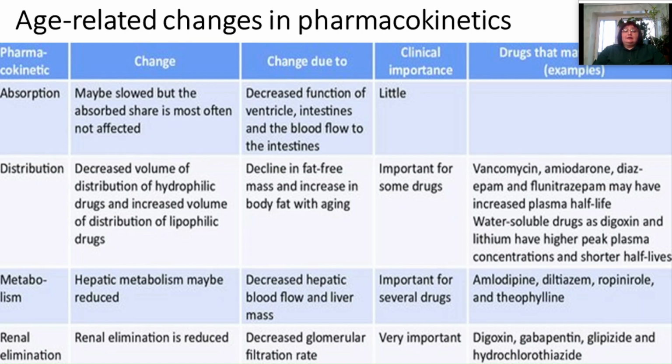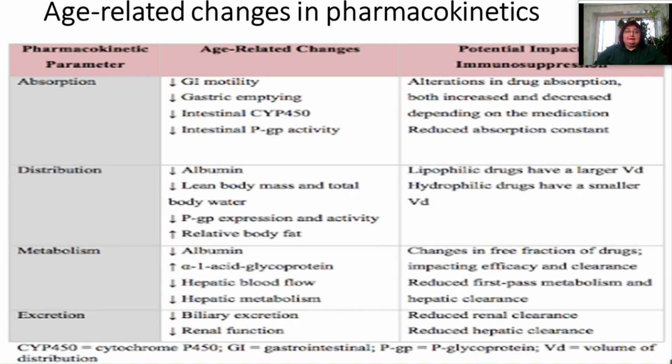Renal elimination. Renal elimination is reduced in elderly patients, and it changes due to decreased glomerular filtration rate. It's very important, clinical importance. And drugs, as examples, are digoxin, gabapentin, glipizide, and hydrochlorothiazide.